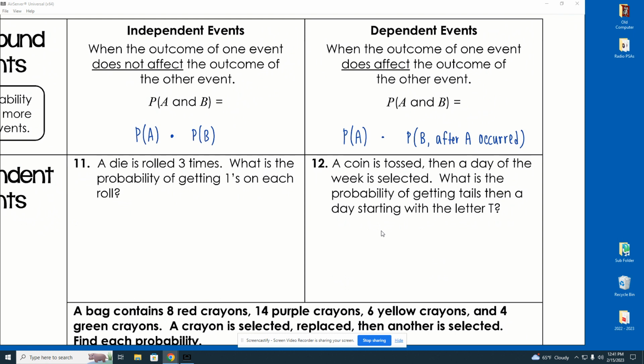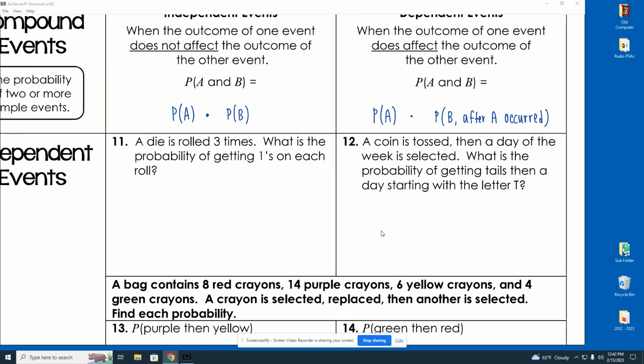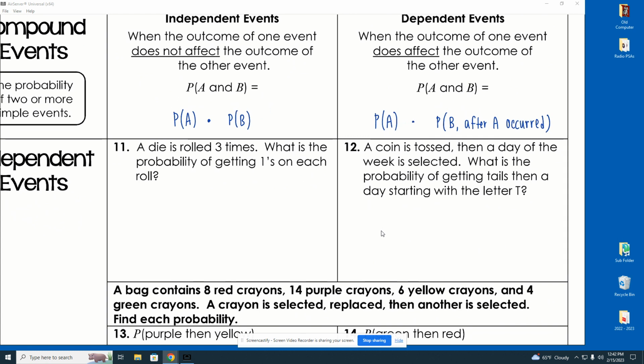There's going to be a key word, a key thought that you look for that will help us to know whether it's independent versus dependent. For example, number 11. A die is rolled 3 times. Multiple events, what? Multiply events. How many fractions will I be multiplying here? 3 times I roll this dice. 3 events. Multiple events, multiply the events.